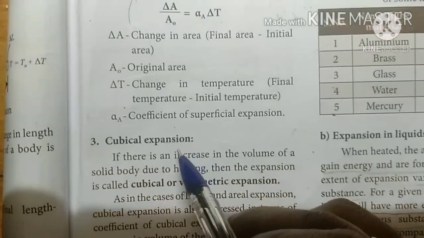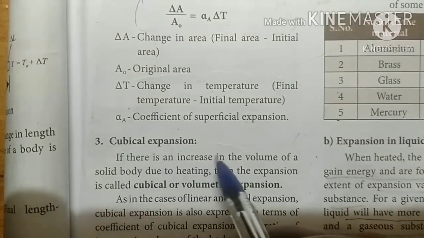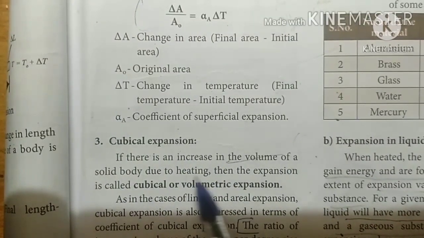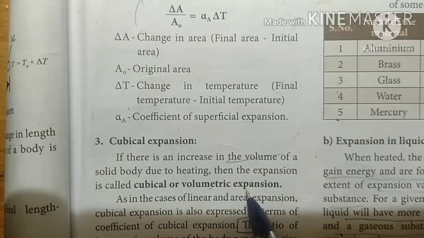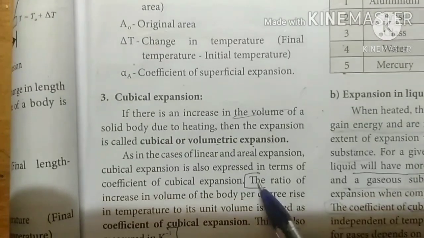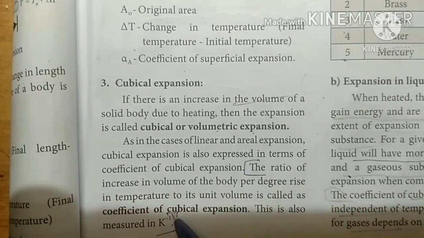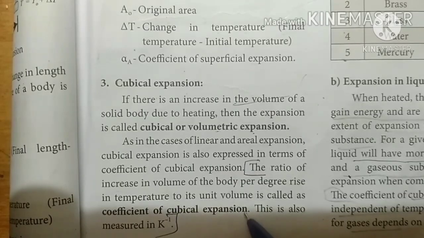The third one is cubical expansion. First paragraph: there is an increase in the volume of a solid due to heating. Then the expansion is called cubical or volumetric expansion. Below that, what is the coefficient of cubical expansion? From the third line, the ratio of increase in volume of the body per degree rise in temperature to its unit volume is called the coefficient of cubical expansion. This is measured in Kelvin power -1.